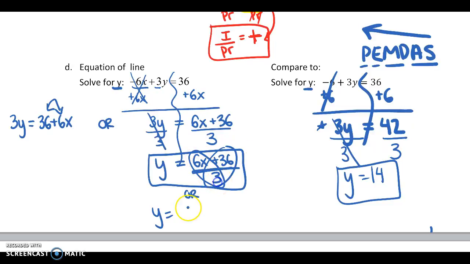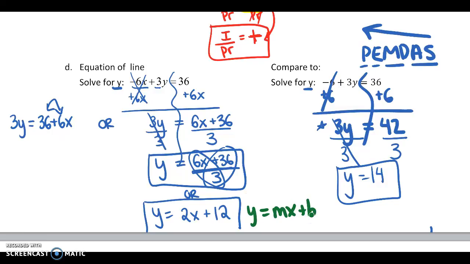So 6x divided by 3 is 2x. 36 divided by 3 is 12. So it'd be 2x plus 12. And now my y is isolated, and I went from a standard form of a line to something that should hopefully look familiar. It's kind of like y equals mx plus b. So this would be my slope, this is my y-intercept, and that's why the skill is really important, because if you can isolate the variable, this equation is a lot more useful to look at than this equation.